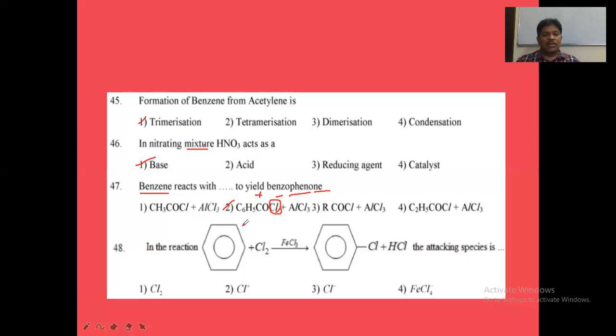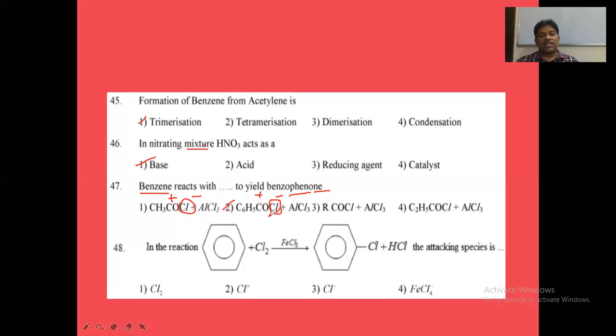Next, here CH3COCl is taken. In this case, AlCl3 will take Cl minus. After that, CH3CO plus will form. Now what structure will be formed? C6H5 from benzene, CO, CH3: acetophenone will be forming. But they asked for benzophenone here. Therefore, the answer is the one we chose.